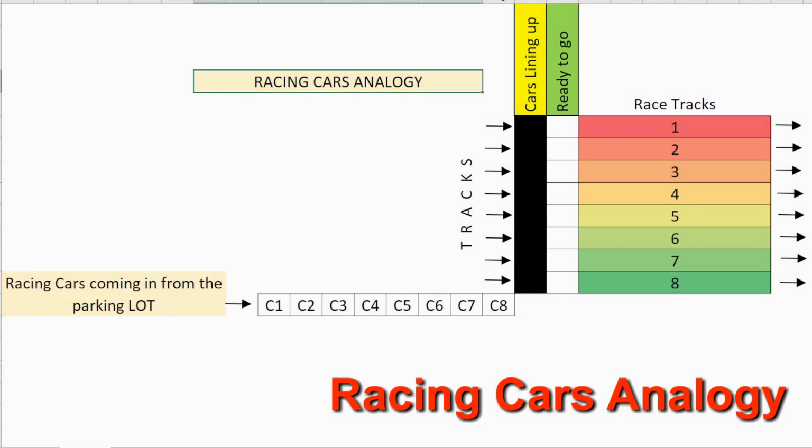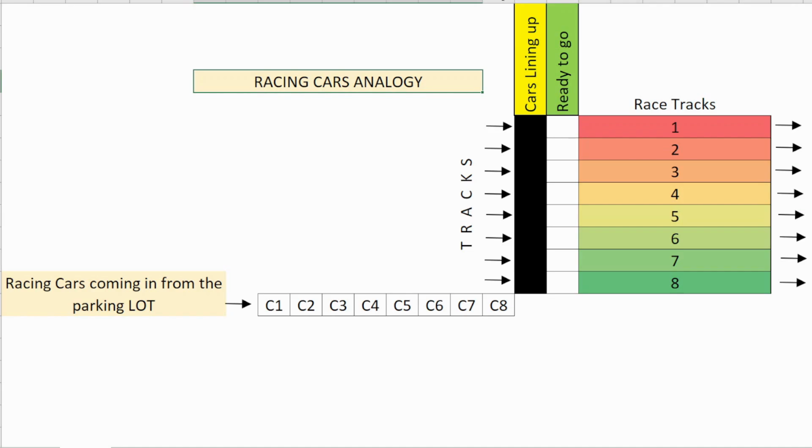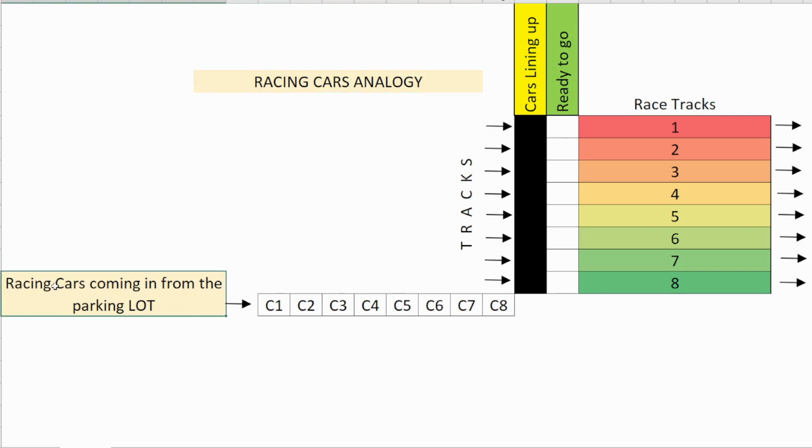Before I explain the shift register IC, let me explain an analogy to you. This is the setup of a racing car track. We have cars coming in from the parking lot. So these are cars which are coming on a single road. They are not racing with each other. They are coming in a single road, one after the other. So that means car C8 comes first, then C7, then C6, then C5, and so on and so forth. These are simply cars coming in so that they could be lined up on the tracks.